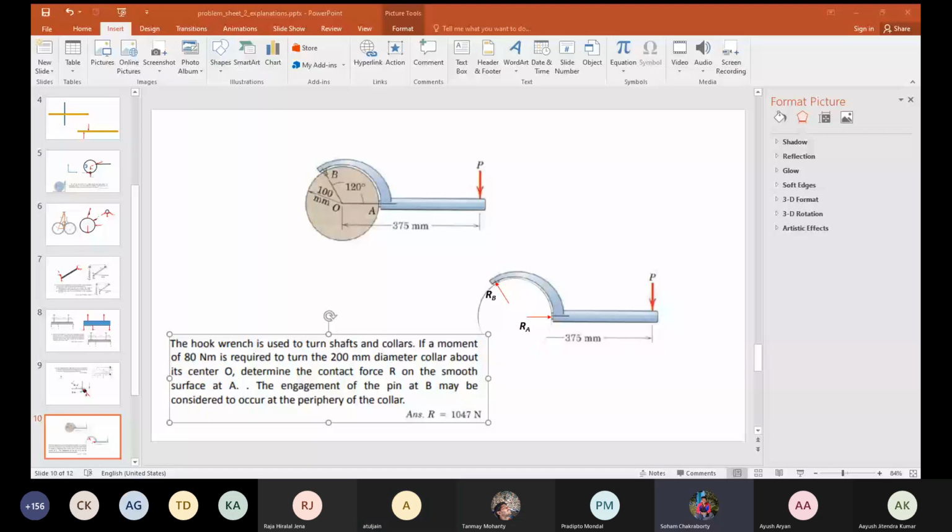Sir, just a question. On the hook wrench, can we apply force balance? You can do that also, yes. But sir, with force balance I'm getting a different answer. A different answer is coming: 123.17.